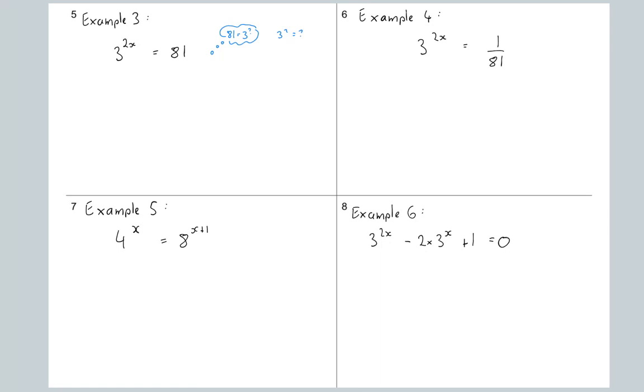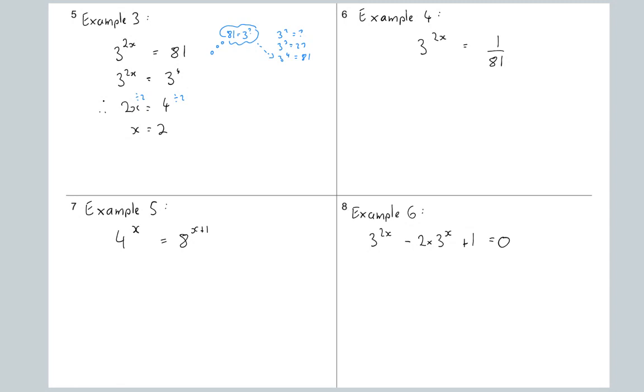What's 3 squared? It's 9. What's 3 cubed? It's 27. What's 3 to the power of 4? Oh, it's 81. So there we go. We now have 81 written as a power of 3. So 3 to the power of 2x is equal to 3 to the power of 4. Now we have base to a power equals same base to a power. Therefore, 2x is equal to 4, and divide both sides by 2 to get x is equal to 2.